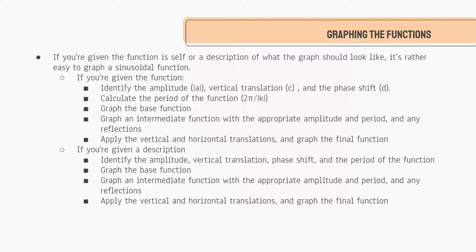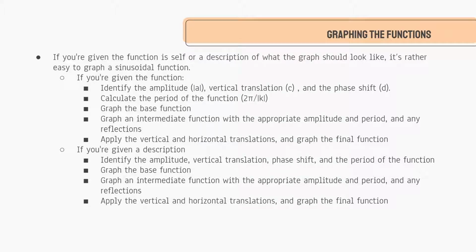If you're given the function itself or a description of what the graph should look like, it is rather easy to graph a sinusoidal function. For example, if you're given the function, you need to identify the amplitude, the vertical translation, and the phase shift. You don't need to figure out the period because it's usually not going to be given, so you actually have to calculate it. It's not going to be expressly given in the function. Again, the period would be 2 pi over the absolute value of K.